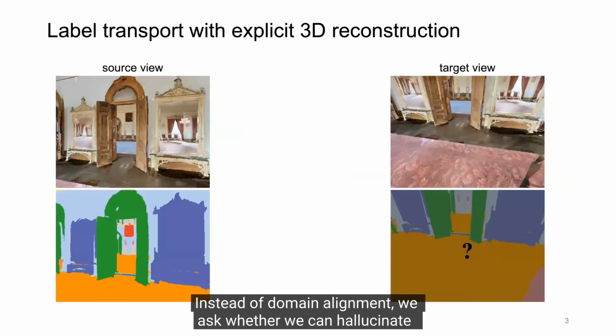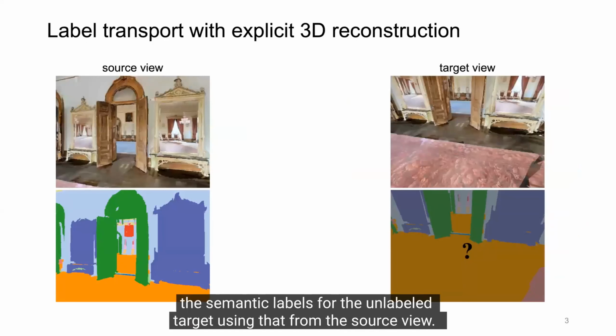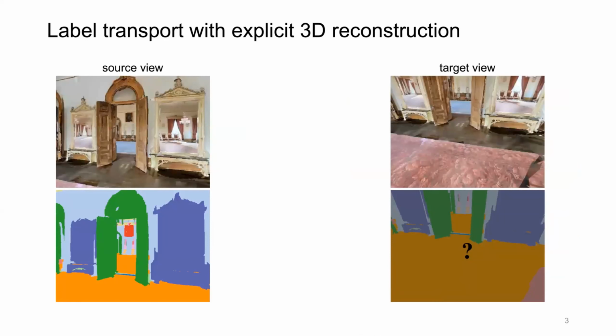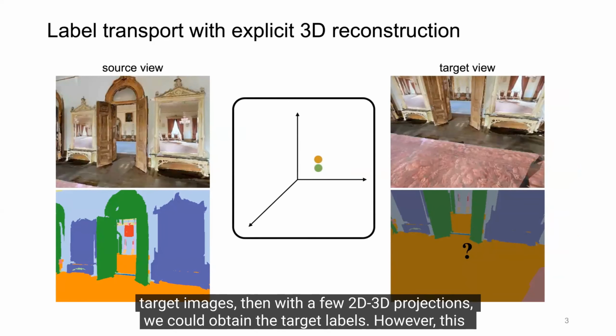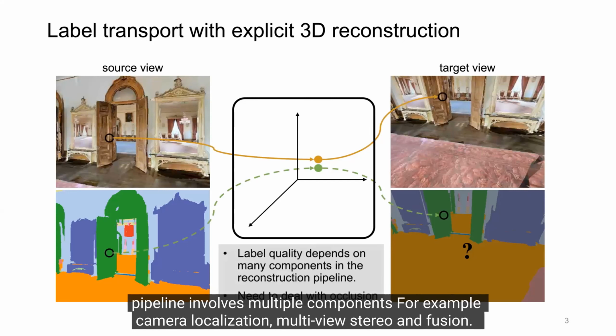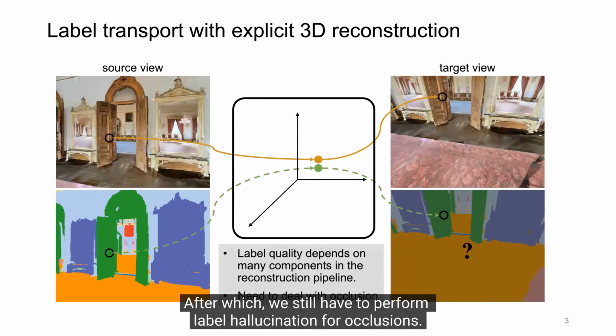Instead of domain alignment, we ask whether we can hallucinate the semantic labels for the unlabeled target using those from the source view. An intuitive idea is to first reconstruct the 3D geometry of the scene using the source and target images. Then, with a few 2D-3D projections, we could obtain the target labels. However, this pipeline involves multiple components, for example, camera localization, multi-view stereo, and fusion, after which we still have to perform label hallucination for occlusions.